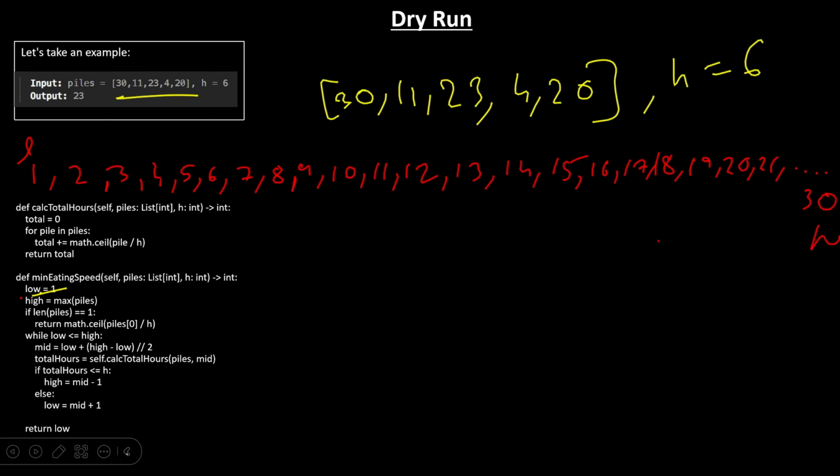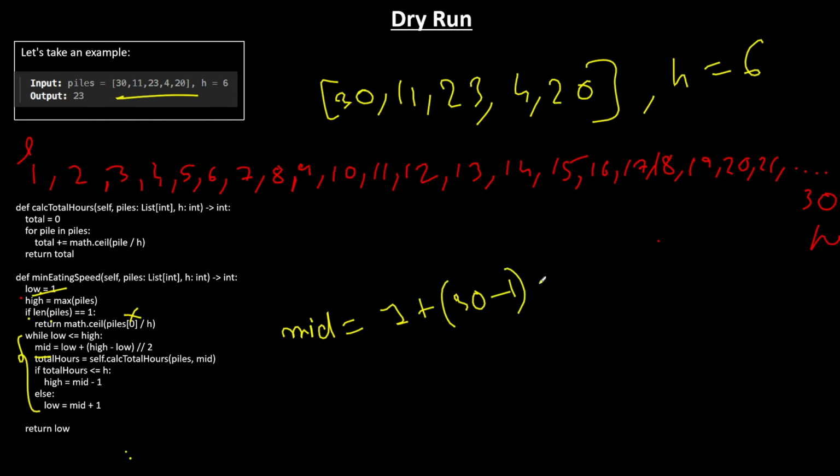So now what will happen? If length of piles is equal to 1, which is not the case here, so this will be nullified. While low is less than or equal to high, we will take out the mid value. What is the mid value here? Low is 1 plus high 30 minus 1 divided by 2. So 29 divided by 2 is 14 plus 1, so it's 15. Mid value is 15, so we write 15 here.